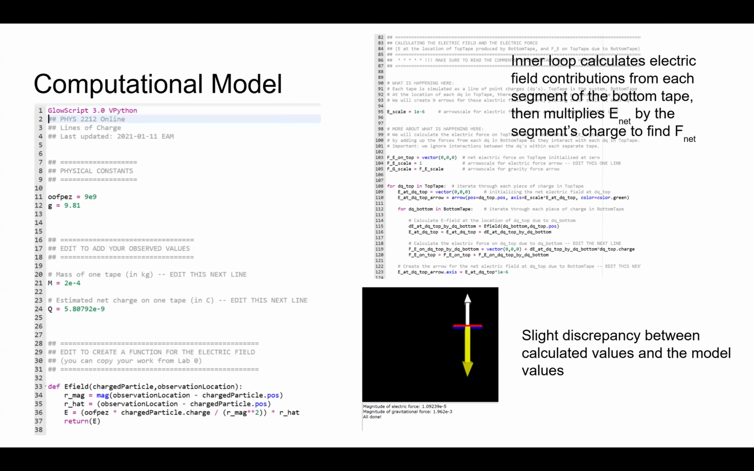Here's a second computational model using line charges now instead of point charges. Some important things to note in the code. I have the function for the electric field in the bottom left. And in the second panel, you can see that the inner loop calculates the field contributions from each segment of the bottom tape, then multiplies the net electric field by the segment's charge to find the net force. And we found that there's a slight discrepancy between calculated values and the model values, which is to be expected.